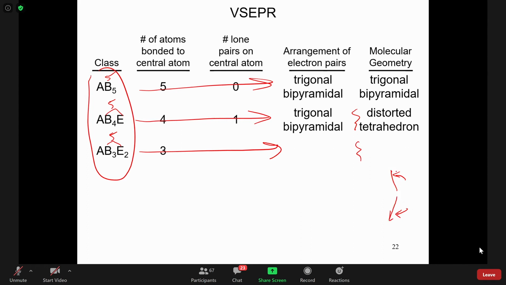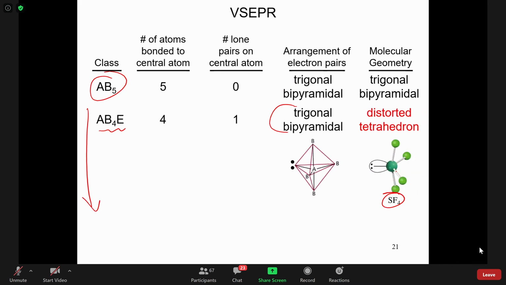I just want to go back one. Yeah. So for this case, we have the AB4E. What is an example of this molecule? It's SF4. In fact, if we looked at the Lewis structure, it would have 4 bonds and 1 lone pair. Molecular geometry is going to be what? Trigonal bipyramidal. But if we just consider the bonds, we have the distorted tetrahedron. Duck foot. Don't put that on the exam.